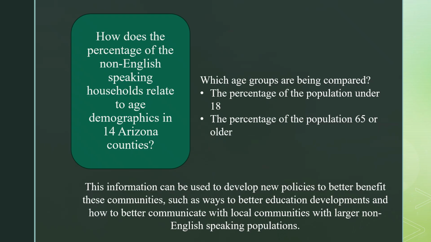My central research question is, how does the percentage of non-English speaking households relate to the age demographic, specifically the ones previously given with the Arizona counties? I focus on two predictors, the percentage of population under 18 and the percentage that is 65 or older, to see how they influence the percentage of households that don't use English. This information can be widely used to develop new policies that better benefit these communities.